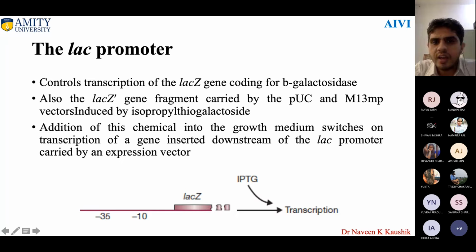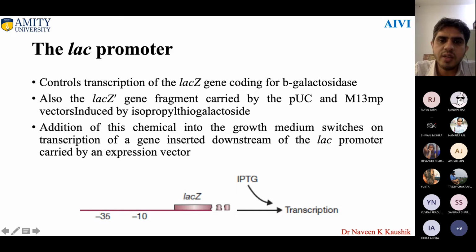And how does it work? It works by the presence of IPTG, isopropyl thiogalactoside. It is going to be a substrate. If this substrate is present, then your promoter is going to work. Otherwise, this promoter won't work. So you can say this is an inducible promoter. When you add IPTG, the promoter will express the lacZ gene. Otherwise, the lacZ gene won't work.